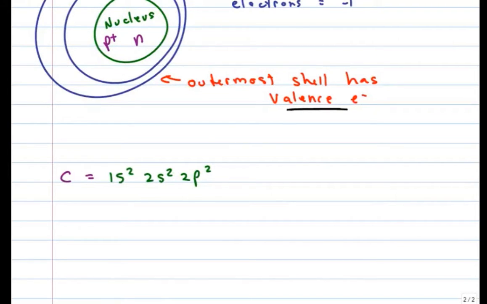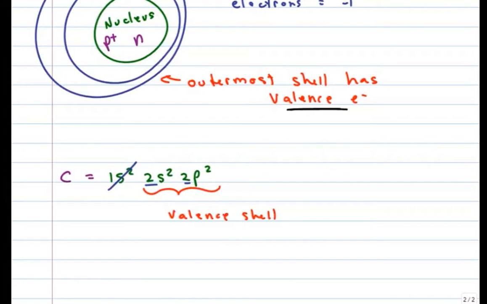The pieces that we have here, anything that's not in the highest number is considered the kernel. That's inside. It's almost like it's part of the nucleus because you have the nucleus and the inner shell that are trapped. They're not doing anything. The outermost shell, specifically the outermost s and p, that is your valence shell.